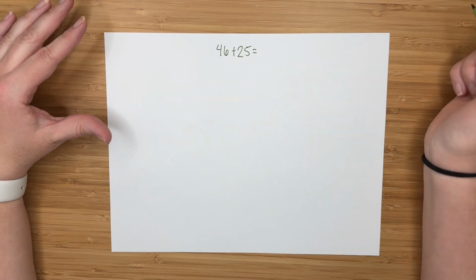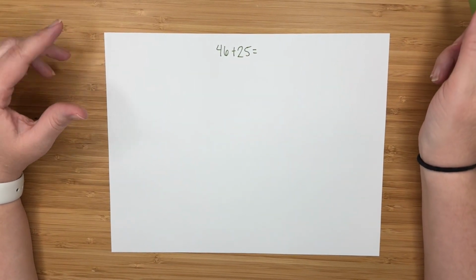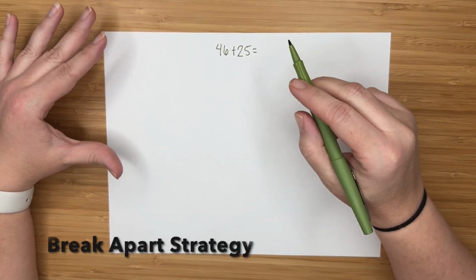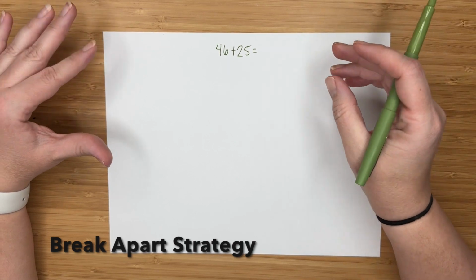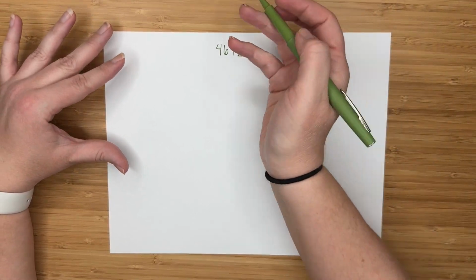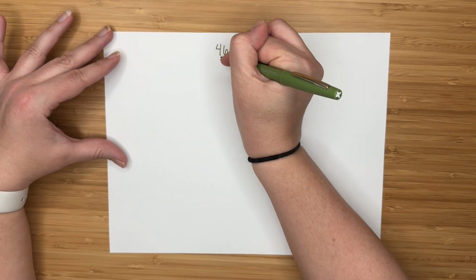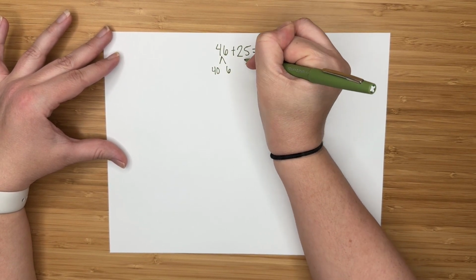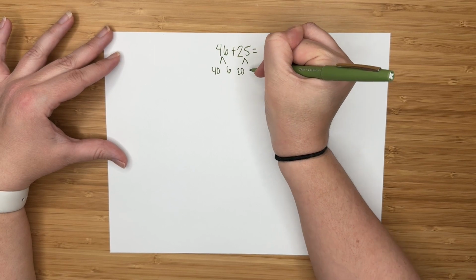The next strategy that we're going to talk about is called break apart. Now, there's 2 different ways we could do break apart depending on how comfortable students are with breaking numbers apart and using them flexibly. So the first one would be probably more for students that are at the beginning stages of this. They would break 46 into 40 and 6, and they would break 25 into 20 and 5.